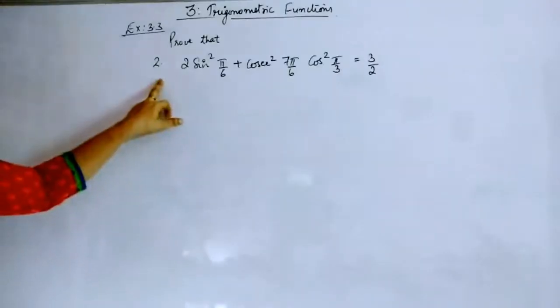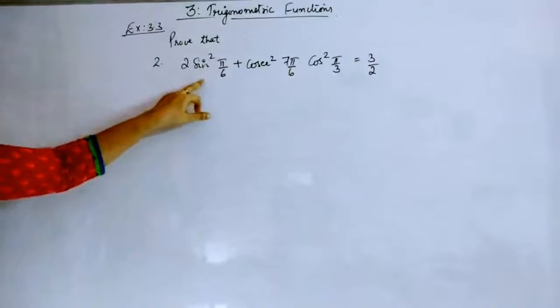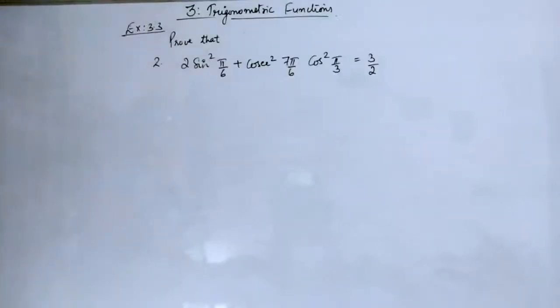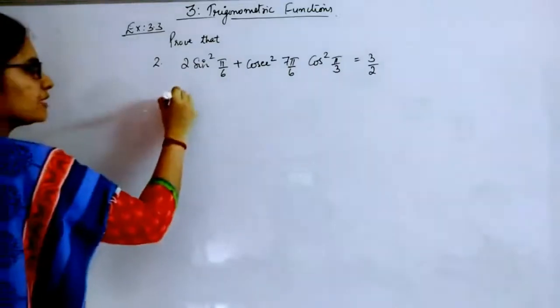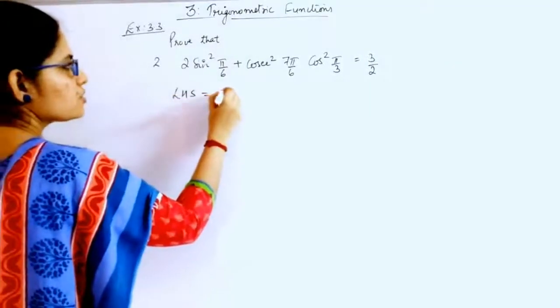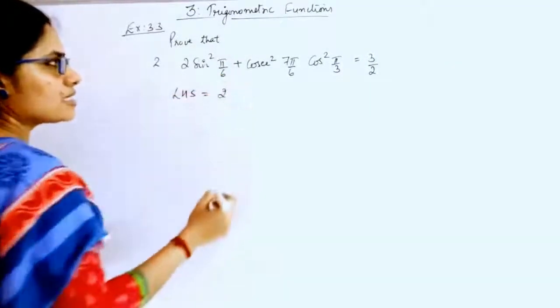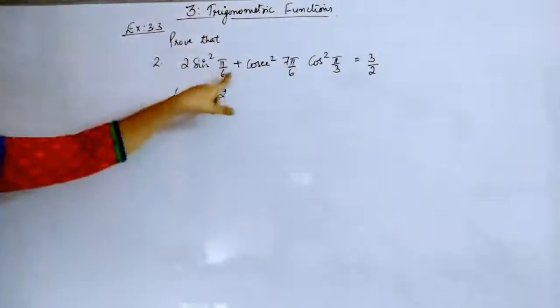Next one is the second one, which is 2 sine square pi by 6 plus cosec square 7 pi by 6 into cos square pi by 3. You have to prove it to be equal to 3 by 2. So we will again start with LHS, which is equal to 2 into sine pi by 6 the whole square, right? So what is sine pi by 6?